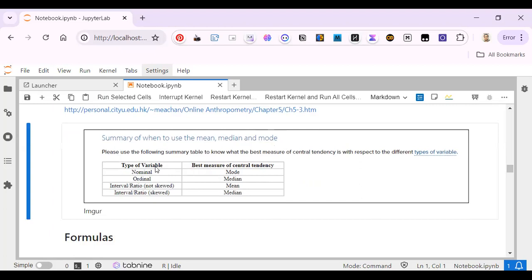To understand the type of variable: if your type of variable is nominal, then you have to look for the mode. Why? It is the best measure. For example, nominal can be favorite foods I am asking people, maybe 100 people. In that case, no need to go to the median because that is categorical data. Mode is better because mode is nothing but the most repeated value. I'm asking only about favorite food.